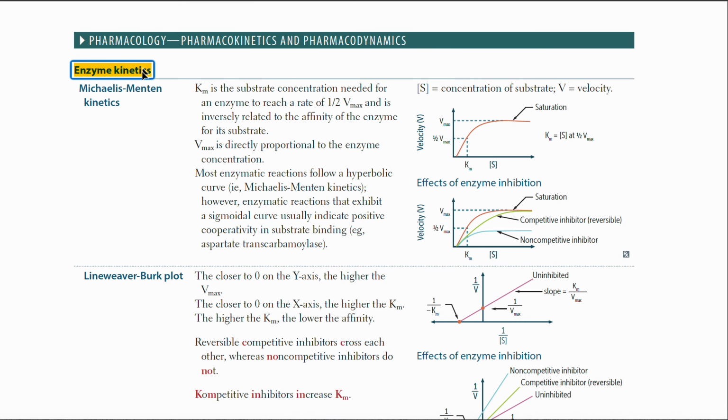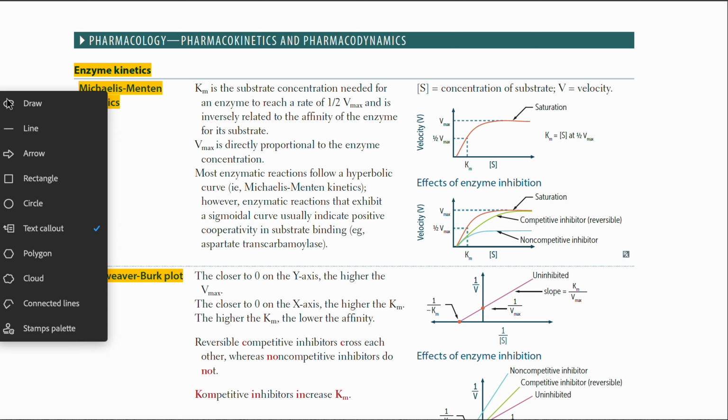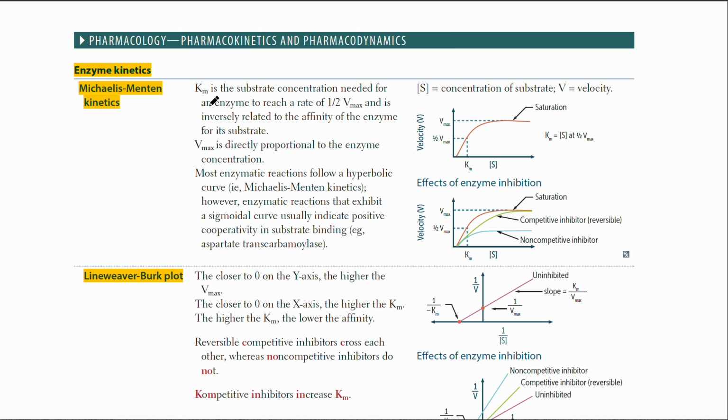There are two ways to understand enzyme kinetics, and they are Michaelis-Menten kinetics and the Lineweaver-Burk plot. Both of these are very important, and we have to understand this very well. So let's begin from Michaelis-Menten kinetics.